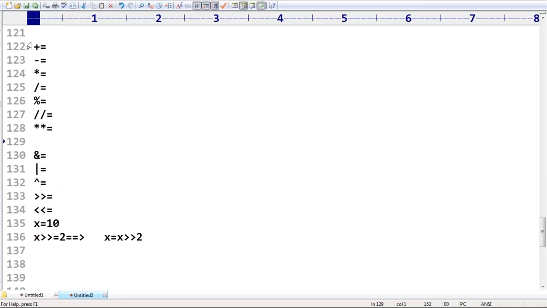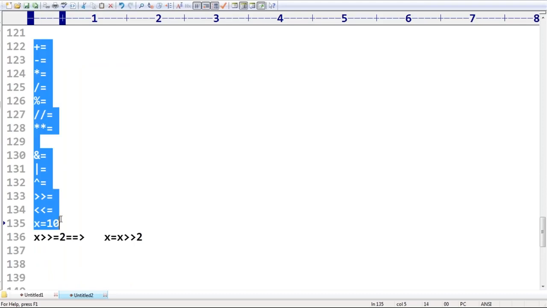So what are the various possible compound assignment operators in Python? Remember, 7 plus 6, around 13 compound assignment operators are possible in Python. Remember this one. Any explanation required? Okay, that's all.